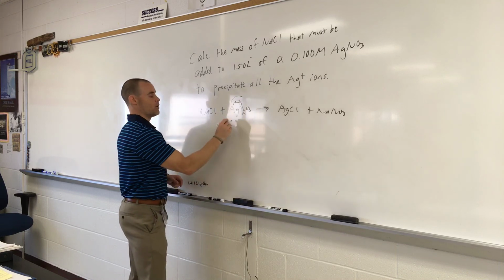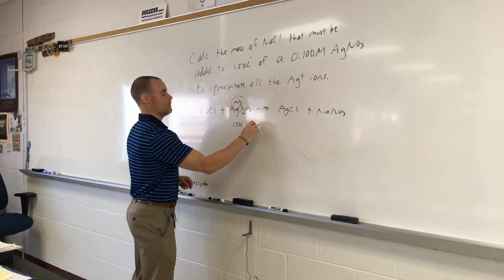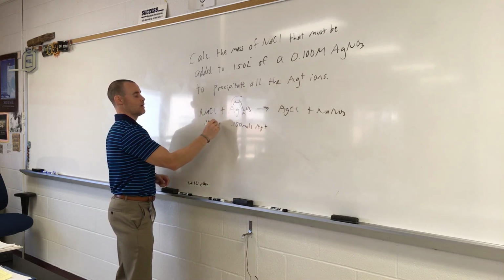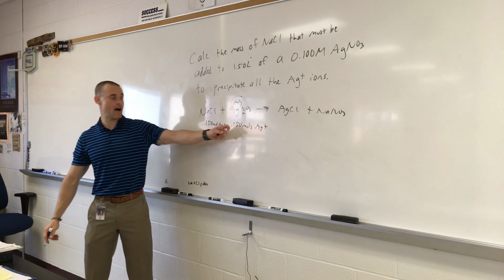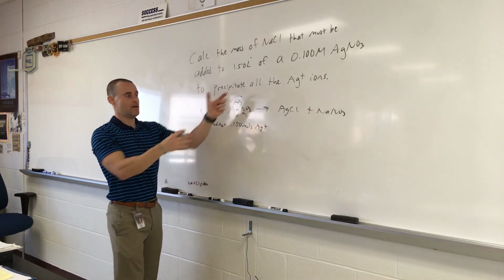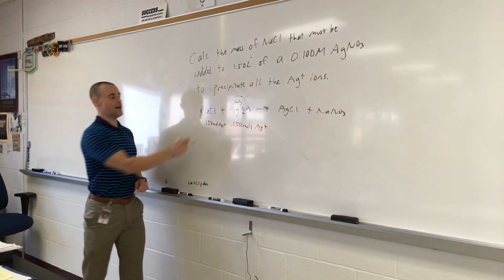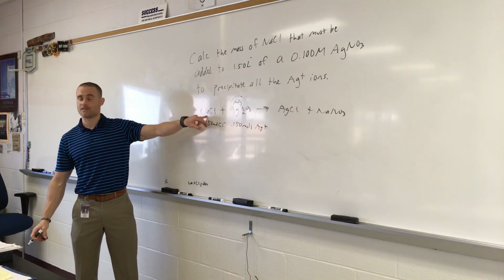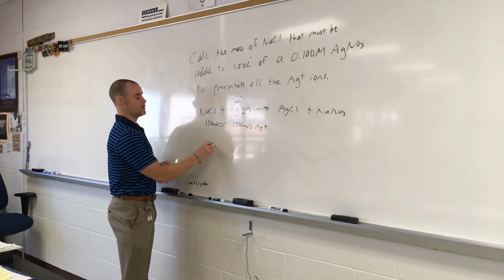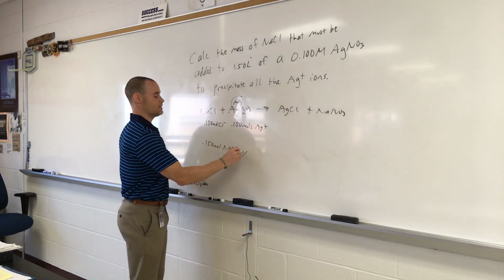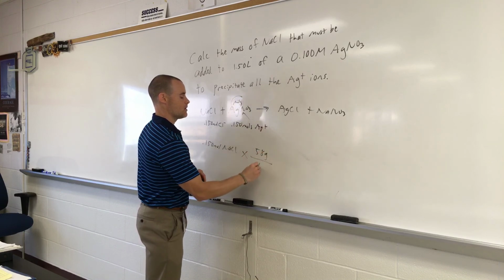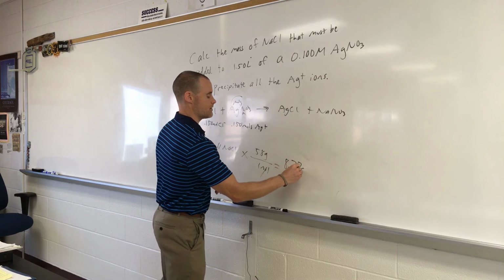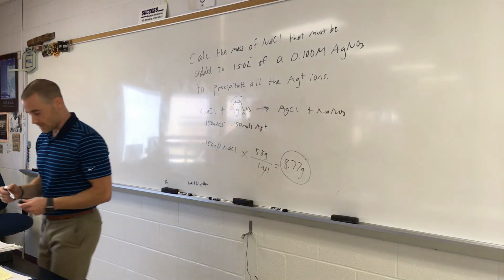So we have 0.150 moles of Ag+, so we need 0.150 moles of Cl-. We need the same amount because when they're floating around, they'll come together and make AgCl. So we need the same number of moles of NaCl. So we have 0.150 moles of NaCl times 58 grams over 1 mole. Moles cancel, and I got 8.77 grams.